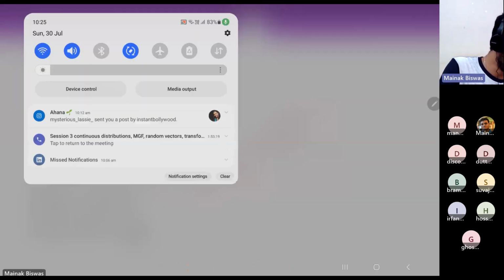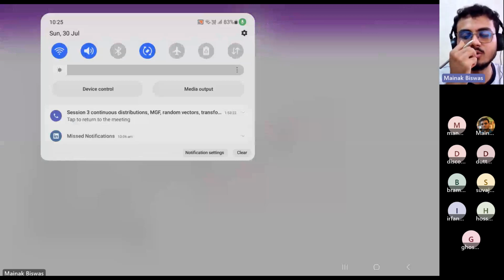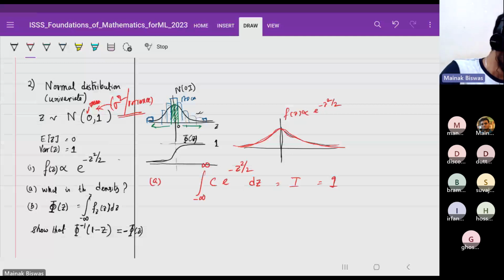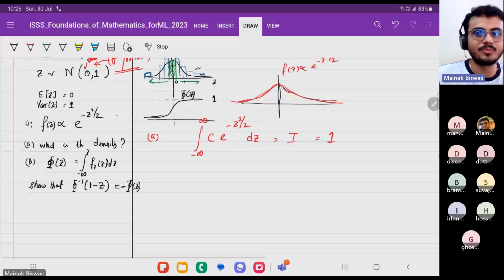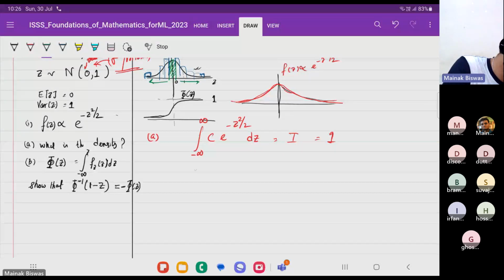Have you ever solved this integral in your life? This type of integral, e to the power minus z square by 2. It's a non-integrable form, but if it is a definite integral, you can do it. Do you know how to do it? See, this is not trivial. So there's a story that when this integral came about, the mathematician doing it was so frustrated that he couldn't do it, he wrote the integral twice. This is a folklore.